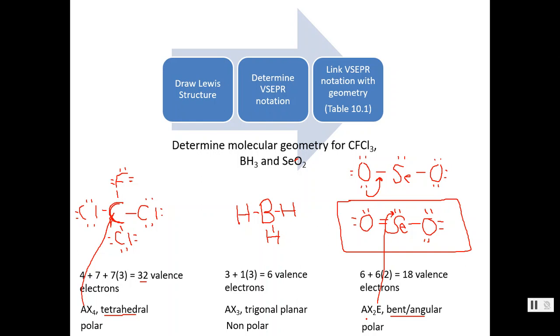Okay? So after this chapter, you should feel comfortable being able to do the Lewis dot structure for a molecule, give me the VSEPR notation, the geometry, and then say something about the overall polarity of the molecule using the rule from the previous slide.